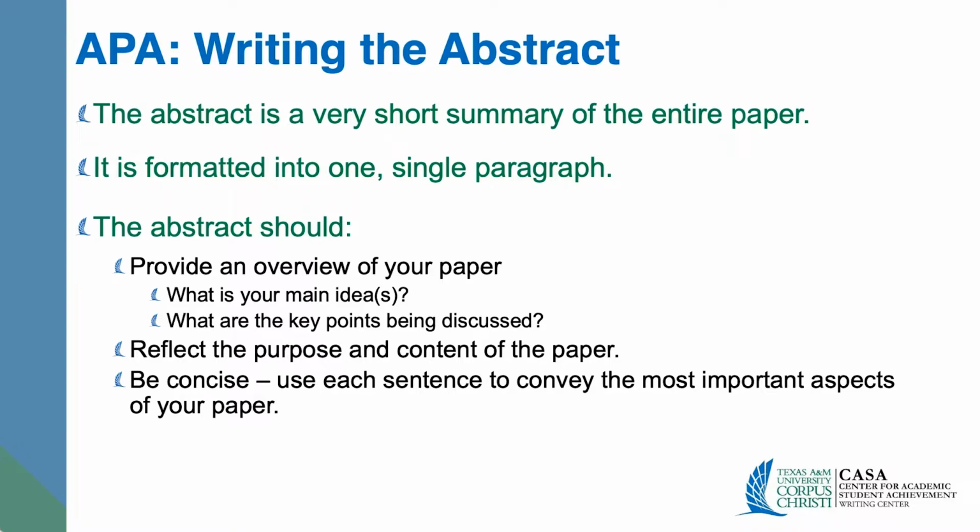The abstract is usually formatted into one single paragraph with no indentations, and it should provide an overview of your paper. What are some of the main ideas? What are some of the key points that are discussed? It needs to reflect the purpose and the content of the paper, and it needs to be very concise. That will be the most difficult part. Each sentence needs to convey the most important aspects of your paper. We'll look at an example of an abstract in a moment so you can kind of see what I'm talking about.